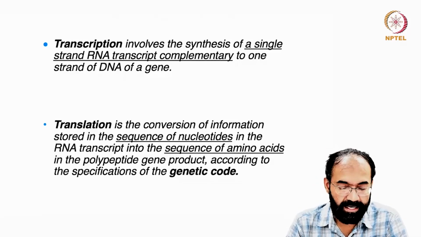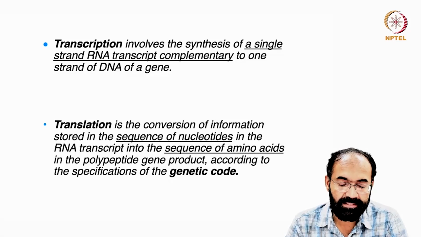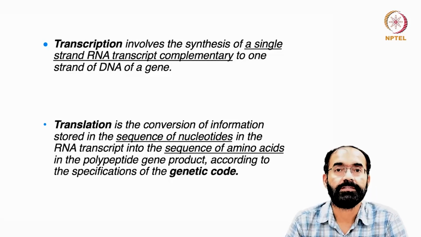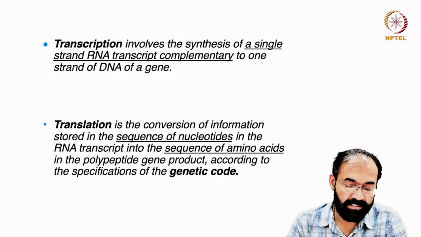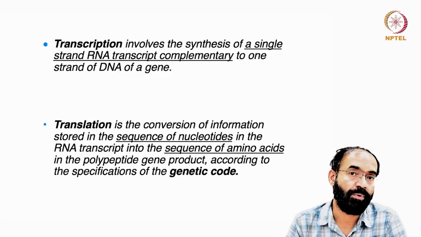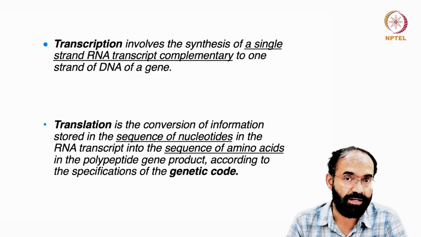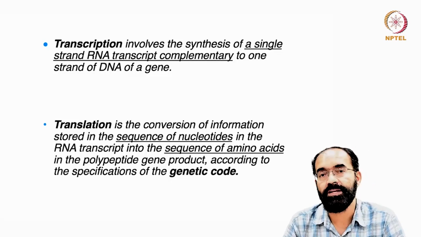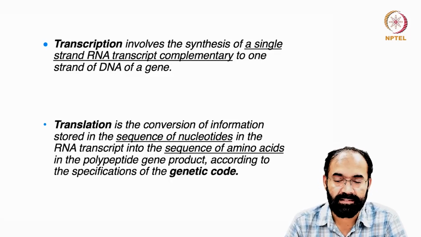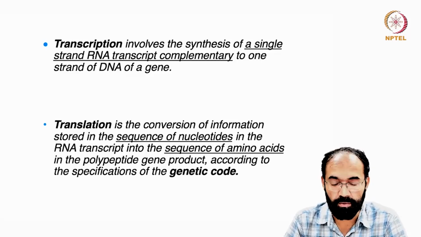And this formed RNA undergoes translation, and this is basically conversion of the information stored in the sequence of nucleotides in the RNA transcript into a sequence of amino acids. So every 3 bases in the coding sequence of an RNA code for one amino acid. So if you have got 9 bases, it will code for 3 amino acids. So this idea should be clear, and we refer to this as the genetic code. Every 3 bases is nothing but a triplet code or triplet codon.